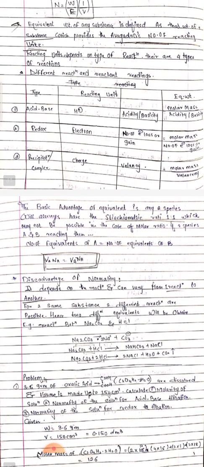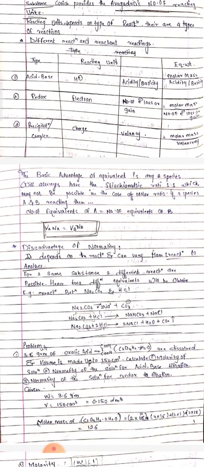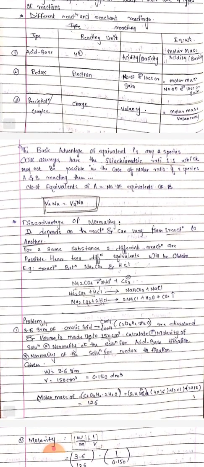The basic advantage of the equivalent is that any two species will always have a stoichiometric ratio of 1:1, which may not be possible in the case of the molar ratio. If species A and B react, then the number of equivalents of A is equal to the number of equivalents of B, that is VA NA is equal to VB NB. We can use this formula for the calculation of the normality of the solution.